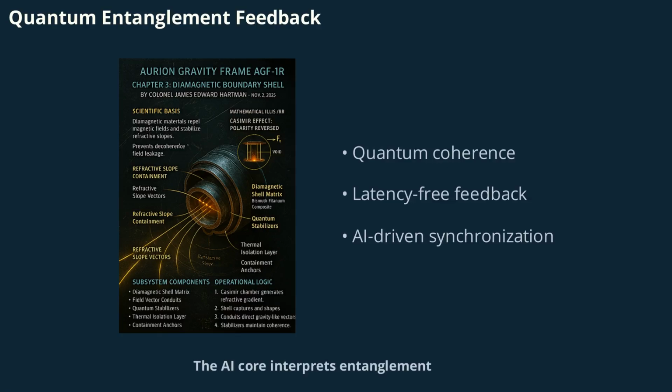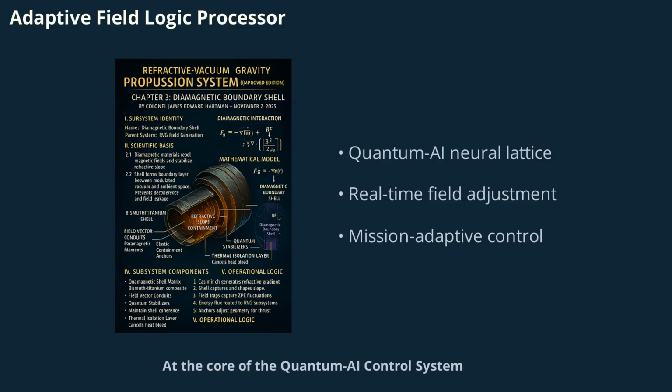The AI core interprets entanglement correlations and dynamically adjusts field parameters, ensuring stable and adaptive gravity modulation. This approach leverages quantum information science, making the system highly resilient and responsive, qualities essential for advanced aerospace applications. At the core of the quantum AI control system, the adaptive field logic processor translates mission parameters and environmental data into real-time adjustments of the RVG field geometry.